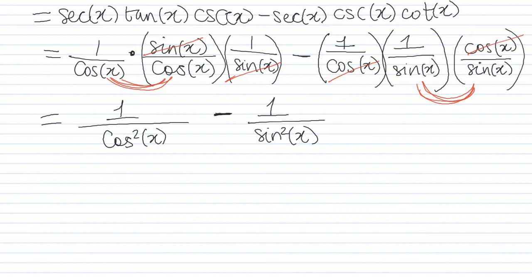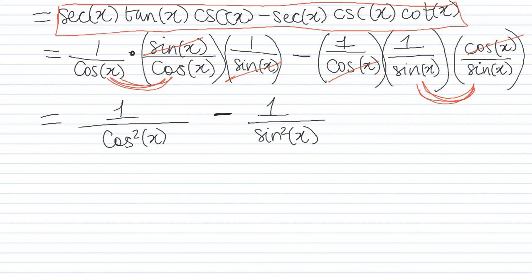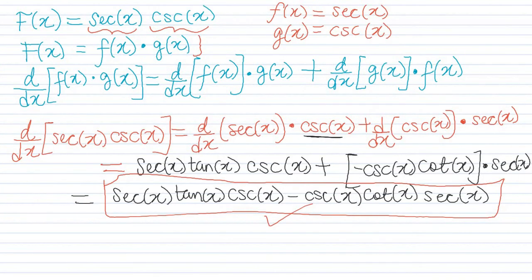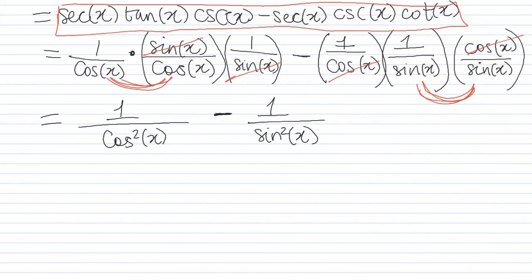But that's the thing though. In order to make our work neater, it's important for you to know that this answer is correct, just as the first answer we got when we applied the product rule to secant x multiplied by cosecant x was correct. It's just a rewrite of what we had on the previous page. This answer is also correct.